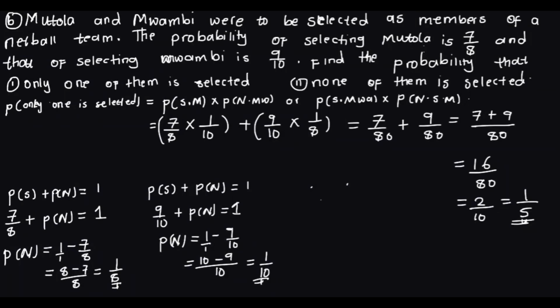first let's look at it. So the probability of not selecting Mutola is 1 over 8. Then the probability of not selecting Mwambi is 1 over 10. So these are the very important points.